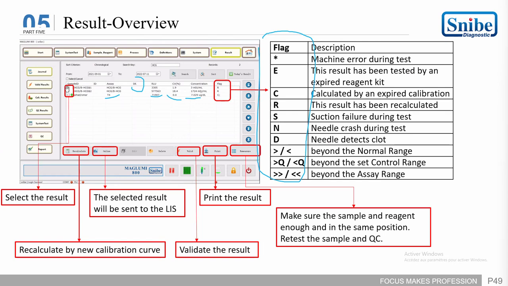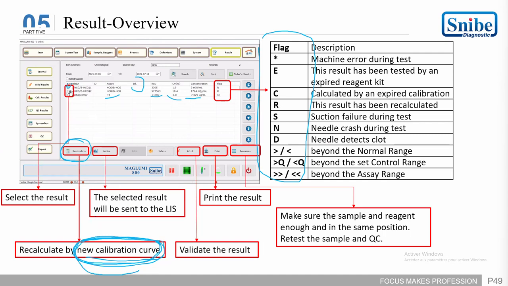So when you select results, you click here to select it. If you want to recalculate, you click recalculate. If you click recalculate, it will recalculate the selected results with a new calibration curve. I told you when you calibrate, you can use the calculate associated results for the same day.